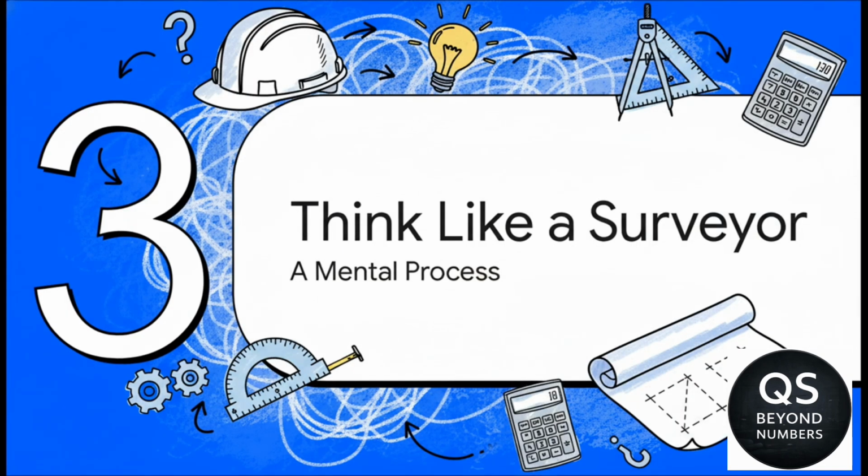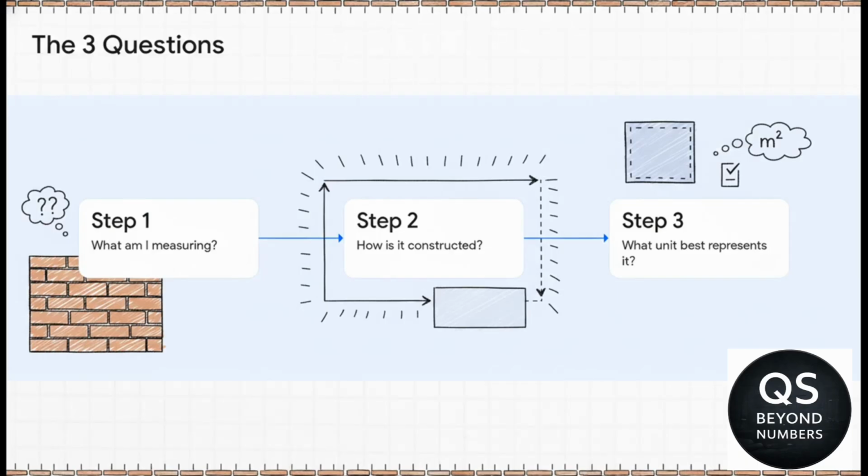Okay, so we've got our 4 categories: linear, surface, volume, and numbered. But just knowing that list isn't enough. A professional quantity surveyor has this mental process they go through to apply this knowledge correctly every time. And this is that process, basically boiled down to 3 simple questions. First, you ask yourself, what am I actually measuring? Okay, let's say it's a brick wall. Second, how is it constructed? Well, it's got a length and it's got a height, so it's a surface. And that leads you to the final question. So, what unit best represents that? In this case, it's square meters. This systematic approach is the secret weapon for preventing errors.